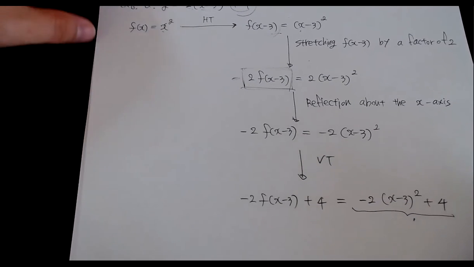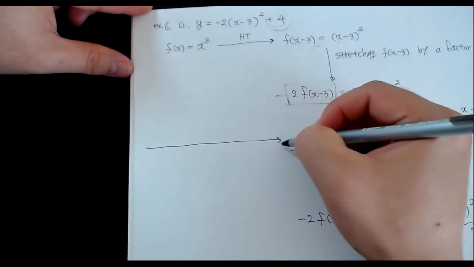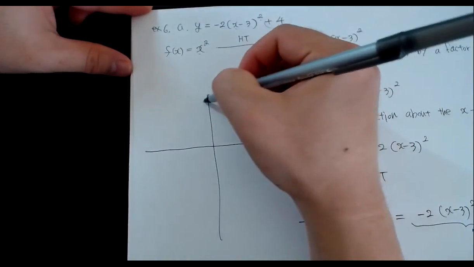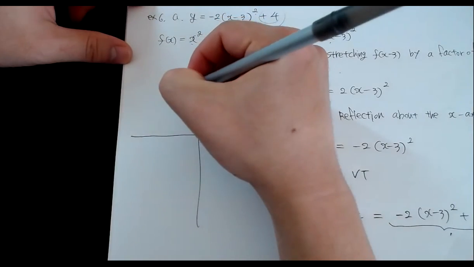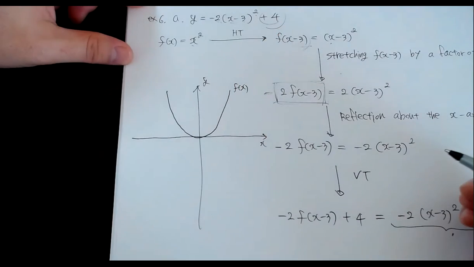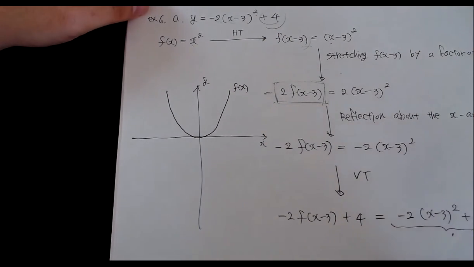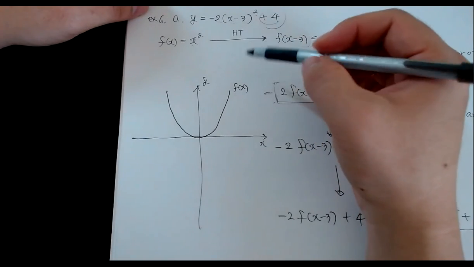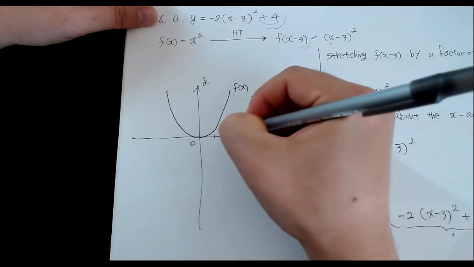Okay, now we're ready to plot the graph for each step. This is the x-axis, this is the y-axis. Starting from the graph of f of x, this is the graph of f of x here. Now we translate the graph of f of x to the right 3 units. Okay, 0, 1, 2, 3.